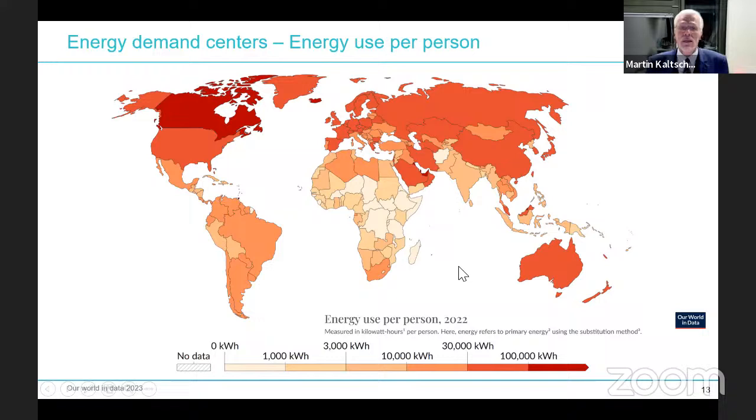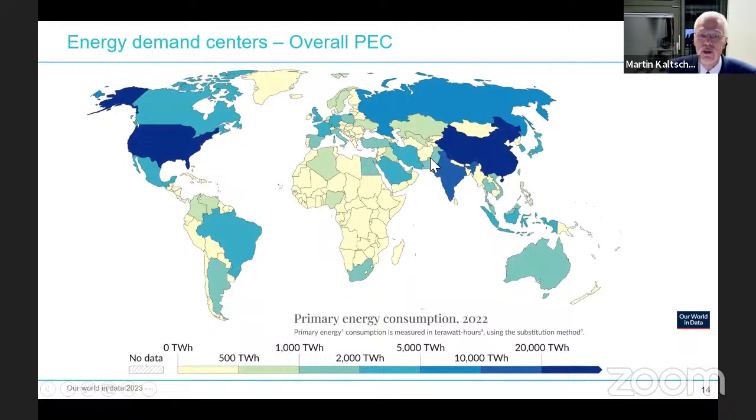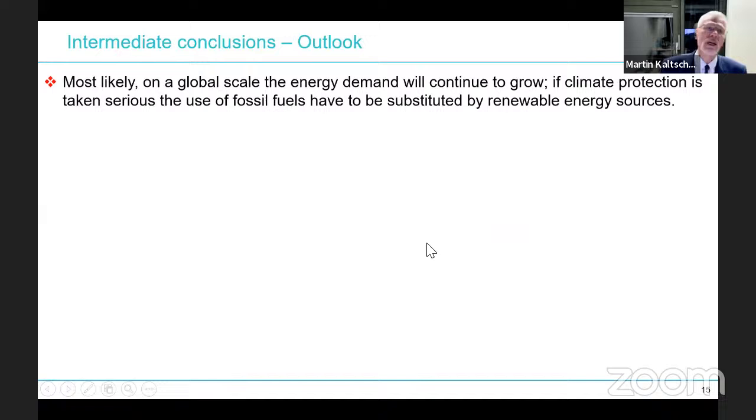Now, the energy use per person is only one point, but we also have a lot of countries where a lot of people live. And this is, for example, true for India and China. Therefore, if you look at the absolute primary energy consumption in 2022, you can see that still North America and still Europe are the main demand centers. But we also see that Asia demands a lot of energy, and the countries where we have a lot of supply from wind and solar do not demand such a lot of energy. From that point of view, we can come to a kind of intermediate conclusion. We have seen that most likely, on a global scale, the energy demand will continue to grow. I mean, this is most likely.